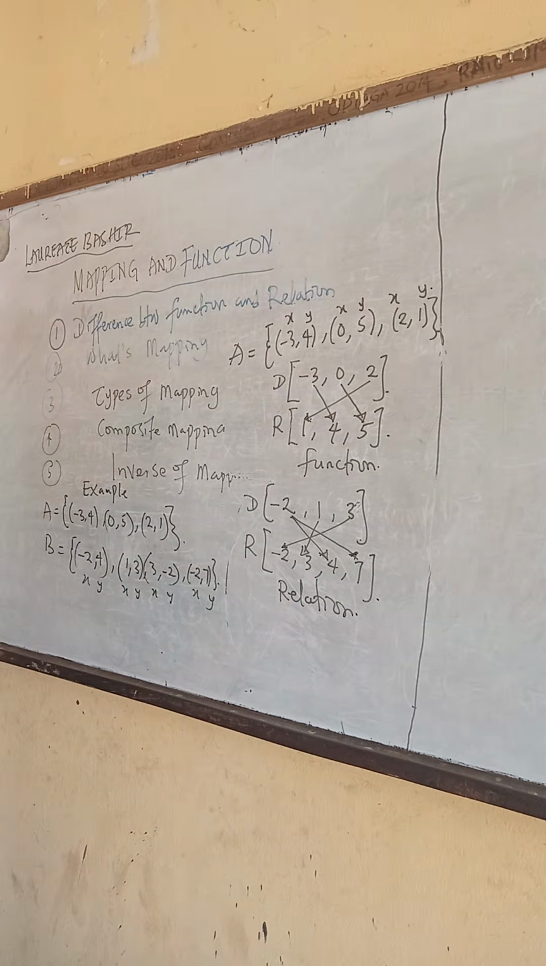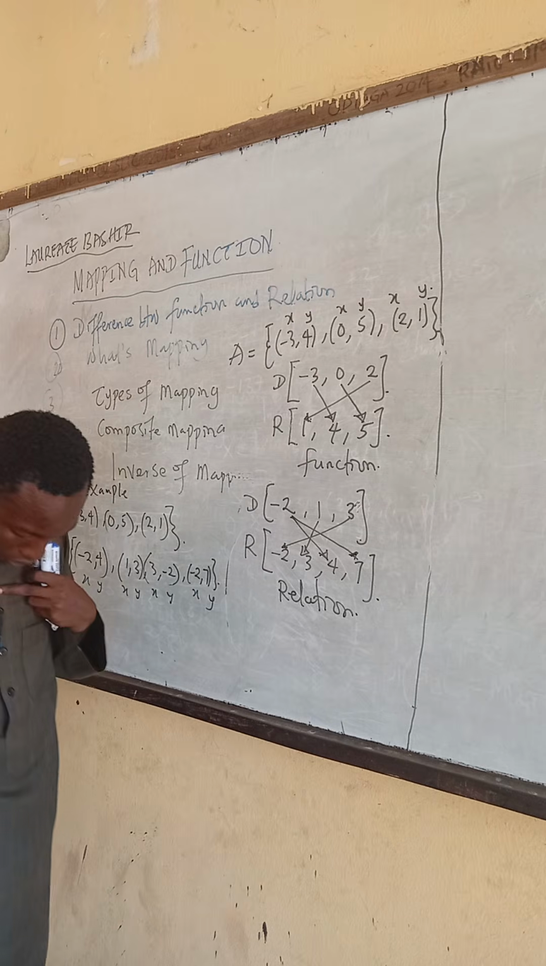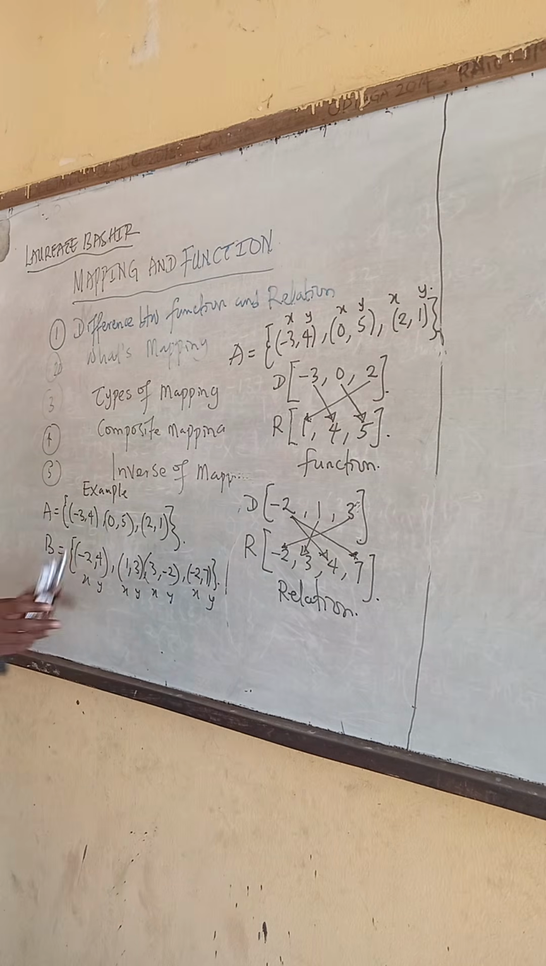So a relation can have more than one output, or more than one input. You can have 2 inputs give 1 output, or 1 input give 2 outputs. That's what we mean by function and relation. So I hope you get the difference clear now. So that's the basic difference between function and relation. Now, what do you mean by mapping?